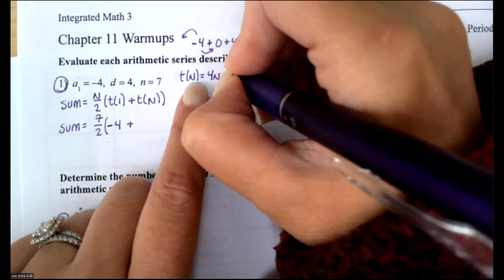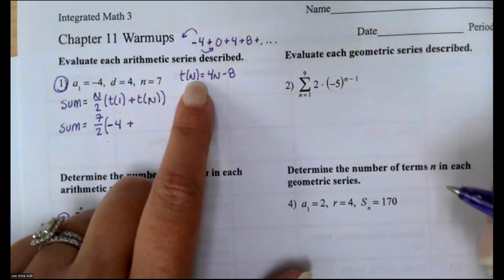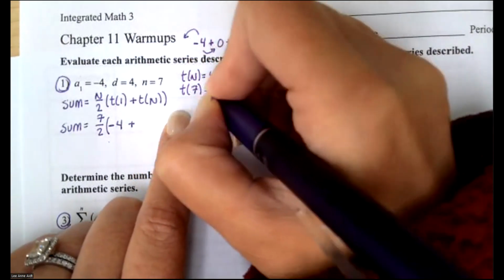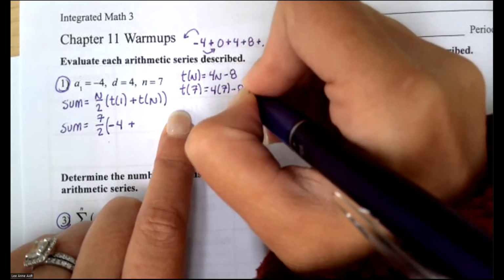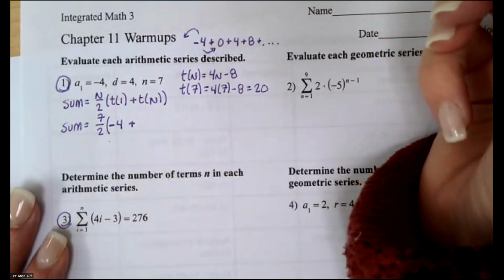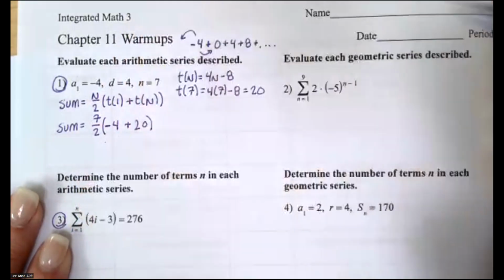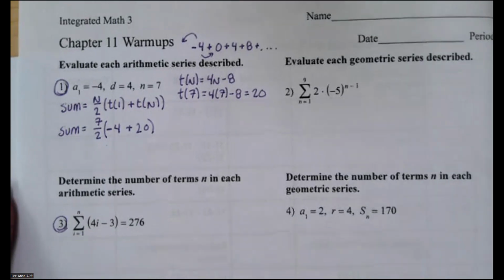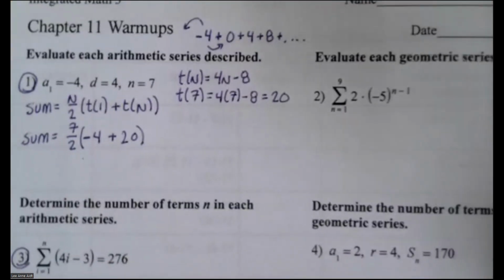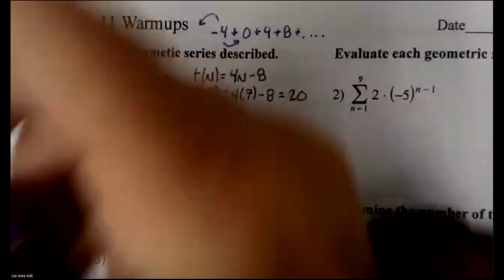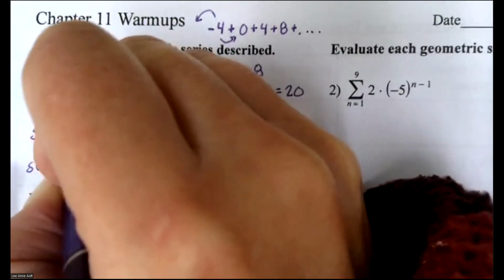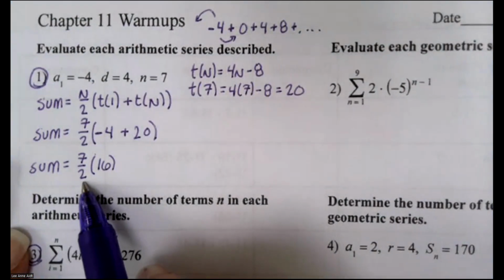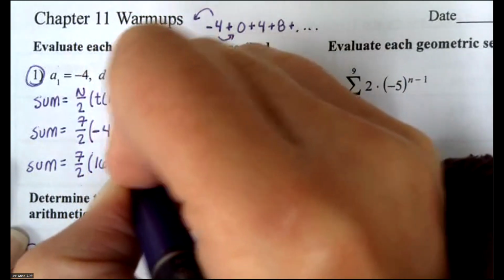Yes, thank you. 4n minus 8. And to find the 7th term, I'm going to plug in 7, which looks like it's 20. Okay, so sum equals 7 over 2 times 16. 16 divided by 2 is 8 times 7 is 56.